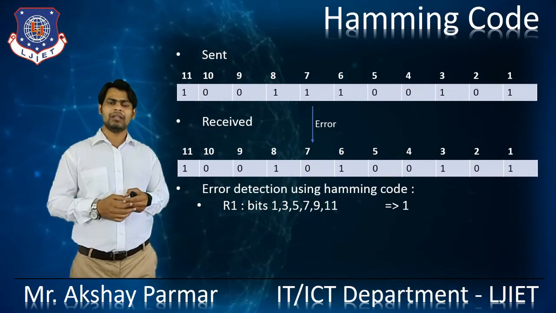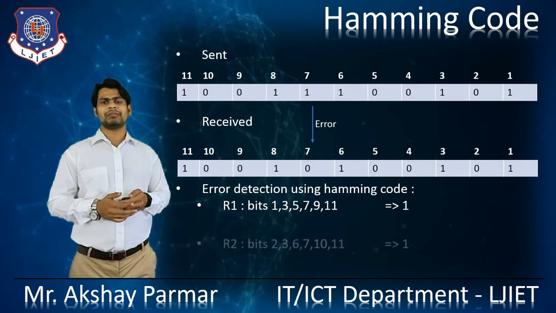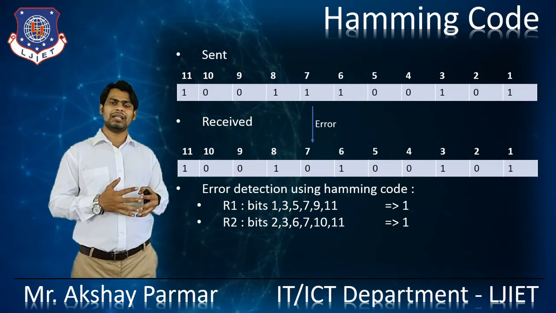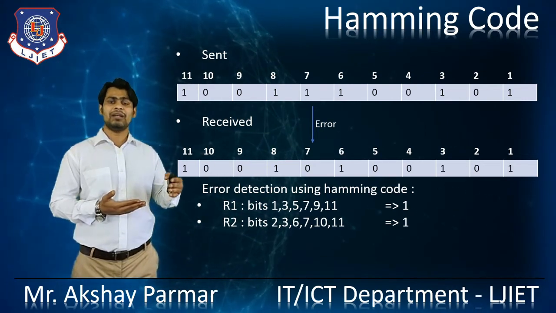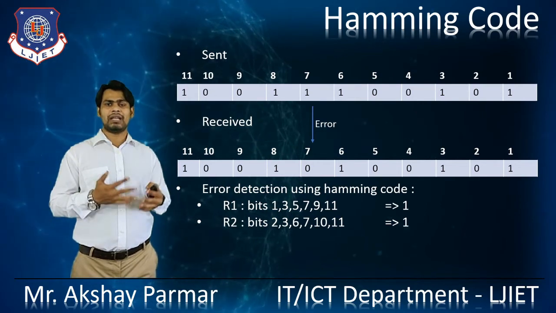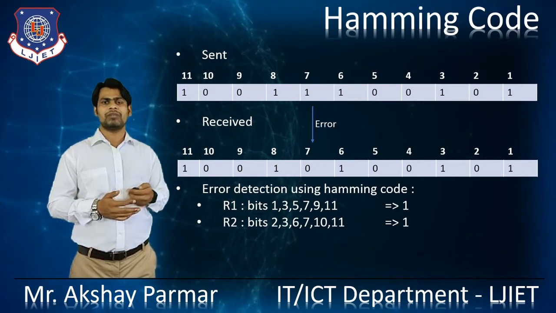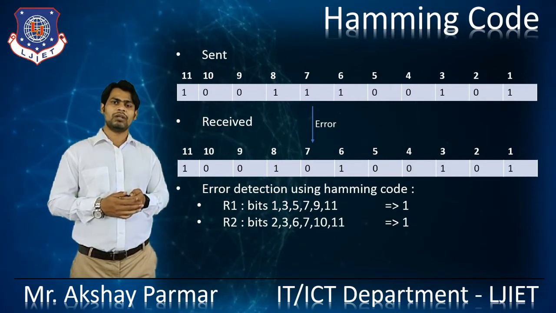So they are having the even number there, so R1 is 1 only, right? After that, R2 is the bit sequence. We are selecting the data bits as 2, 3, 6, 7, 10 and 11, and we are checking whether the redundant bit is the same or not. So we are getting 1 at the redundant bit 1, right?